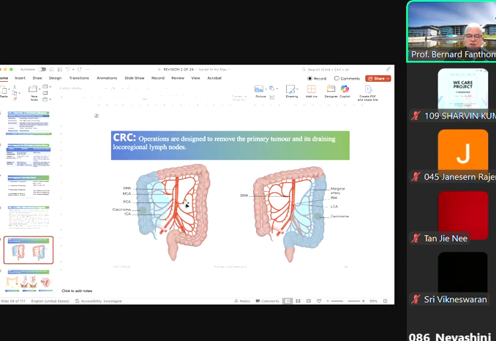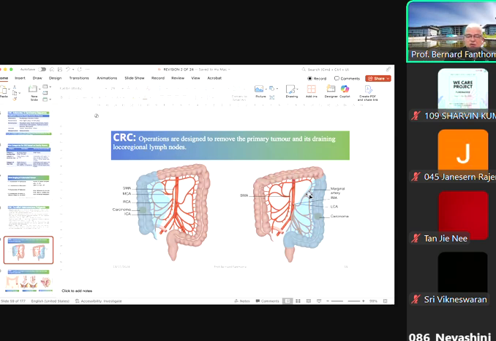Now, the operations which we have talked of, the right hemicolectomy, once the ileocolic artery is divided at its origin, the terminal ileum blood supply gets removed, and therefore we end up removing the terminal ileum, cecum, ascending colon, right third of the transverse colon. Similarly, on the left side, the inferior mesenteric artery is ligated, so all this area needs to be removed in a left hemicolectomy.